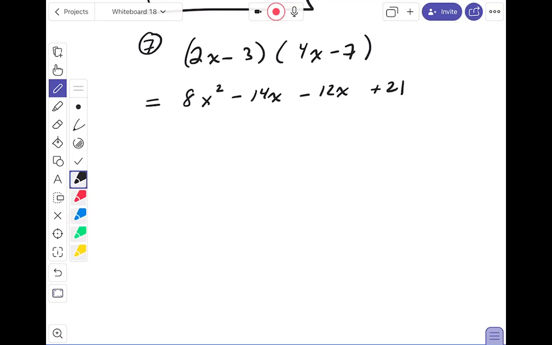Let me repeat what we've done over here. Took the 2x times 4x, that's 8x squared. I took the 2x times minus 7, that's minus 14x. I took the minus 3 times 4x, which is minus 12x. And I took the minus 3 times minus 7 and got 21. What am I going to do now? Well, it's the middle term I'm struggling with now. What's it going to be? Minus 14 minus 12, which is minus 26x.